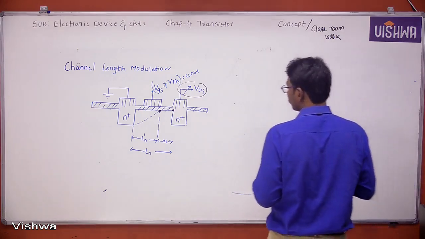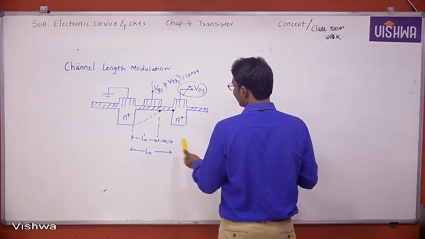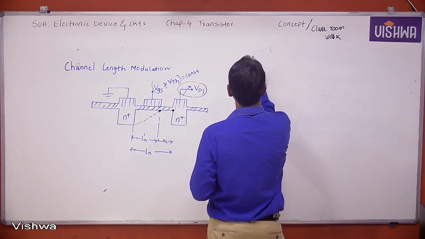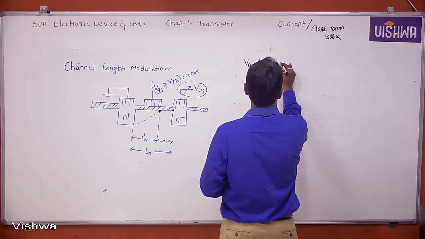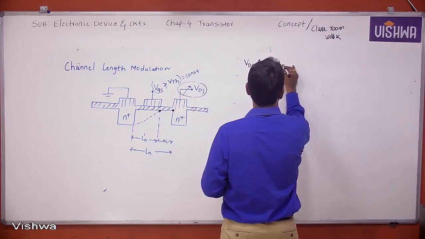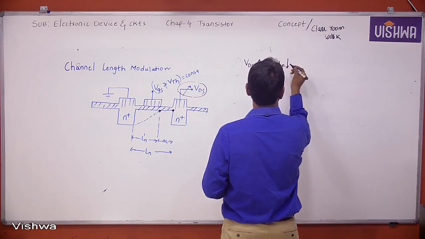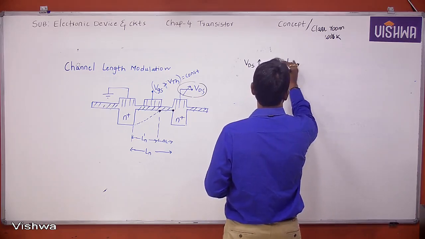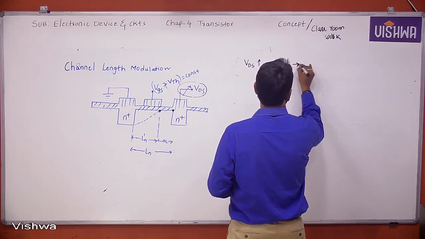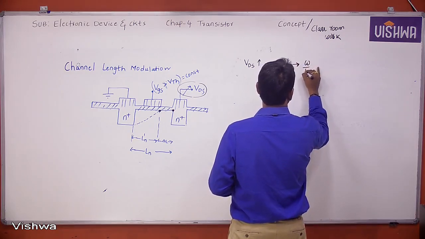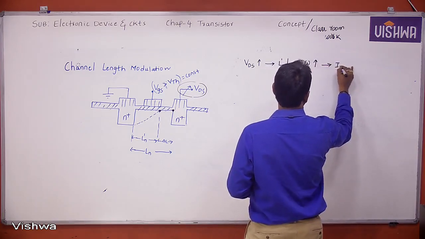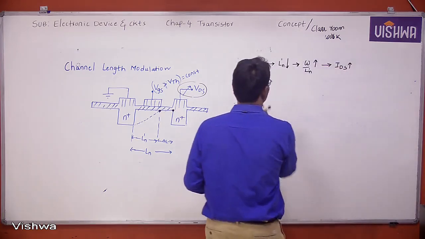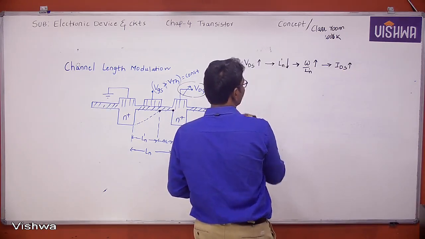See, all of you, what happens when channel length decreases? When VDS increases, the channel length decreases, right? If channel length decreases, what is W by L? It increases. If W by L increases, it means the current IDS increases.